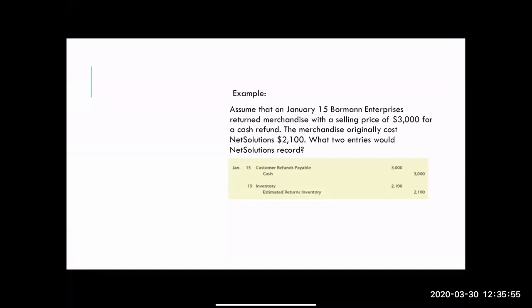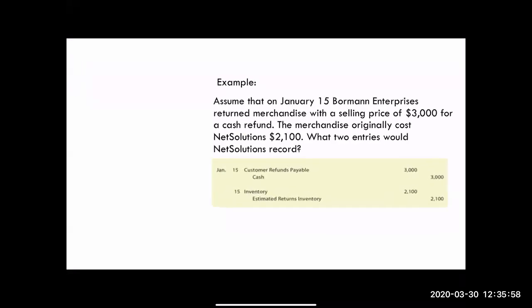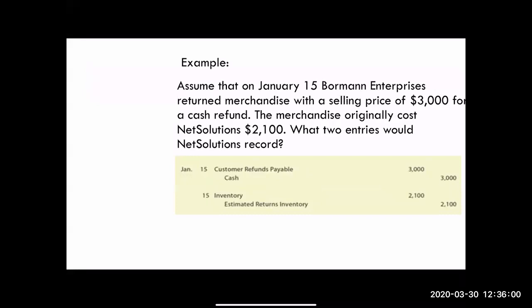All right, so here it is. What we're now diving into is this first part we've seen before. The customer is wanting a refund, so we're doing a debit to customer refund payable and a credit to cash. We're giving them their money back.